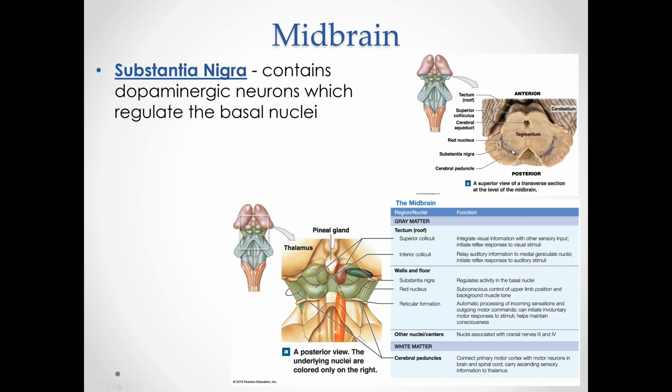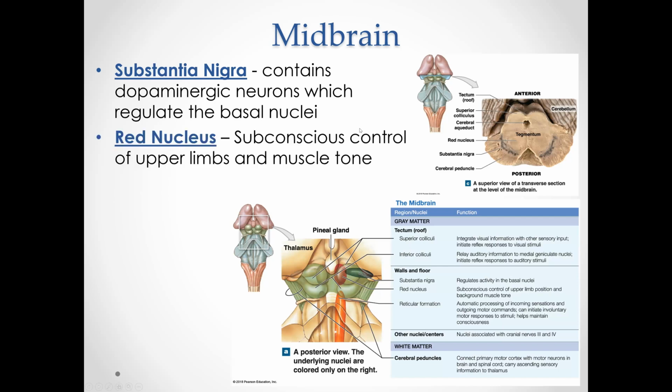This contains dopaminergic neurons, which regulate the basal nuclei, and we're going to learn more about the basal nuclei later, but they actually help to control subconsciously your muscle tone and learned movements. And when you have Parkinson's disease, the neurons that are found here in the substantia nigra are usually the first ones to die. And when I say a dopaminergic neuron, that means it's a neuron that uses dopamine as its neurotransmitter.